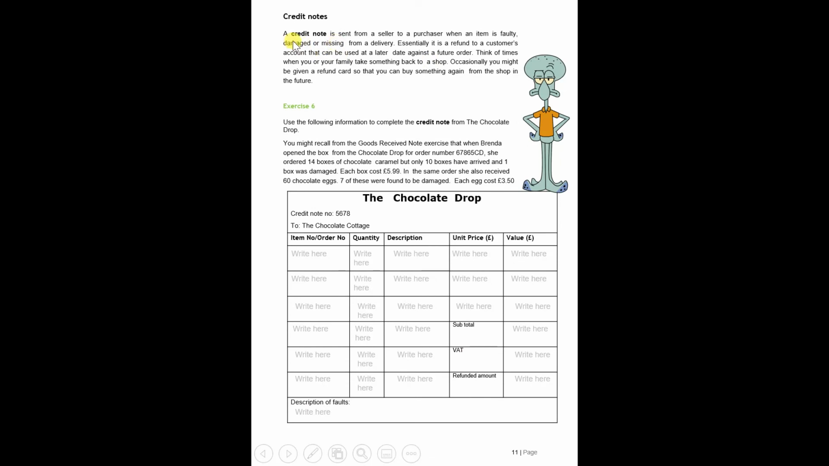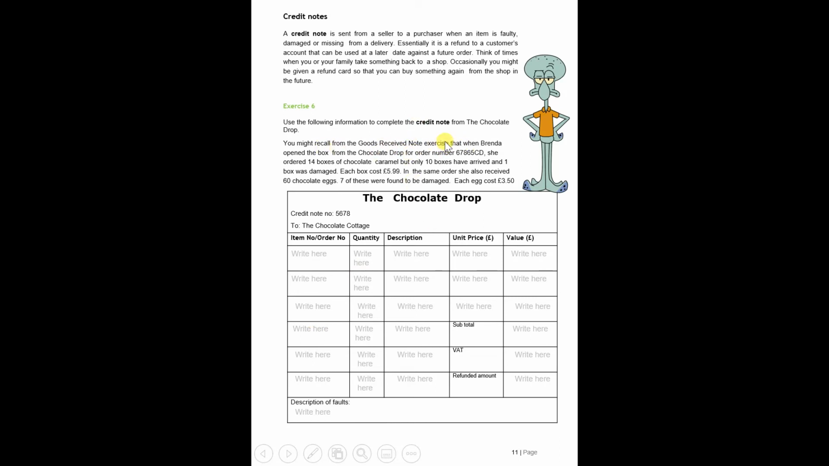Credit notes. A credit note is sent from a seller to a purchaser when an item is faulty, damaged or missing from a delivery. Essentially, it is a refund to a customer's account that can be used at a later date against a future order. Think of the times when you or your family take something back to a shop. Occasionally, you might be given a refund card so that you can buy something again from the shop in the future. So this is your go at actually filling one in for the company called the Chocolate Drop.